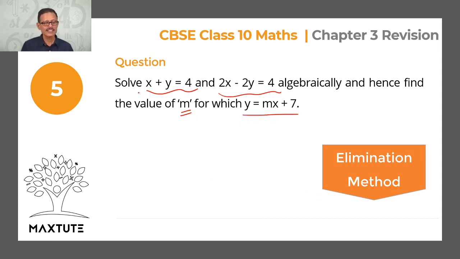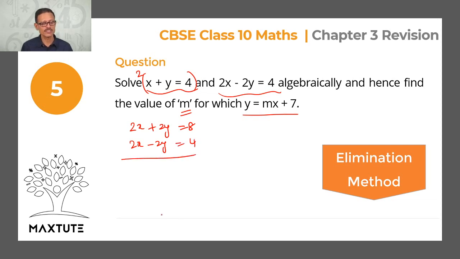Let's get started. Let's try and equate the coefficients of y in both these equations. The coefficient of y here is 2. So if I multiply this with 2, this is a plus 2, this is a minus 2, I can add and get rid of it. So I'm going to multiply the first equation with a 2. It will result in 2x plus 2y is equal to 8. The second equation is 2x minus 2y is equal to 4.